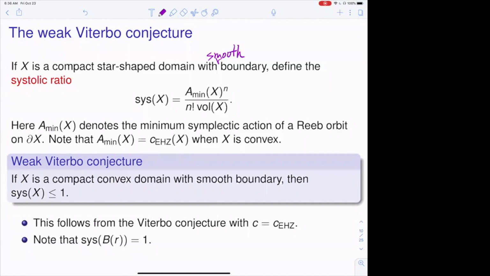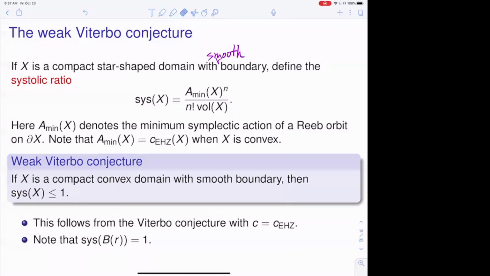volume. So the weak version of the conjecture is that if I have a compact convex domain with smooth boundary, then its systolic ratio is less than or equal to 1. This is a special case of the previous conjecture, because remember that on convex domains, the minimum action is known to be a normalized symplectic capacity, which is the Ekeland-Zehnder capacity. So if Viterbo's conjecture is true, then this Ekeland-Zehnder capacity has to satisfy this isoperimetric inequality, and that isoperimetric inequality is just that the systolic ratio is less than or equal to 1.